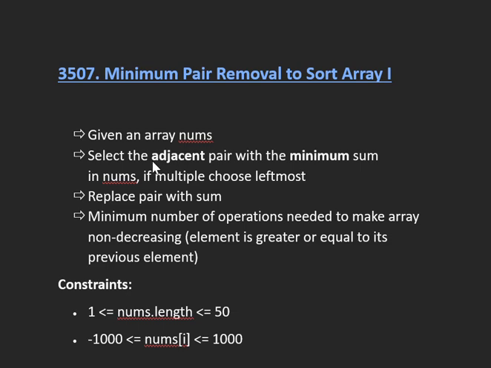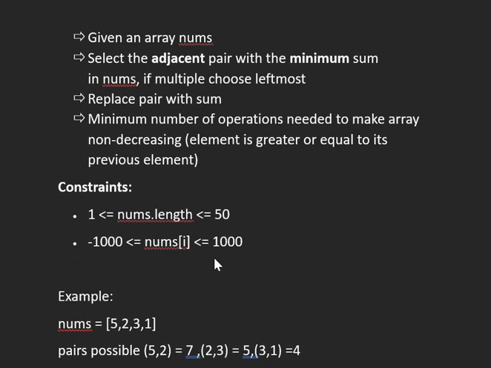Basically, we can select the adjacent pair with the minimum sum, and if multiple adjacent pairs have the same minimum sum, then we select the leftmost one and replace that pair with their sum. We have to return the minimum number of operations needed to make the array non-decreasing. Non-decreasing means each element is greater than or equal to its previous element.